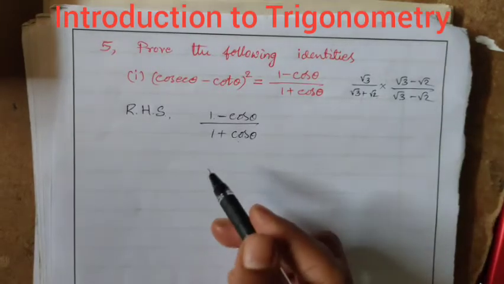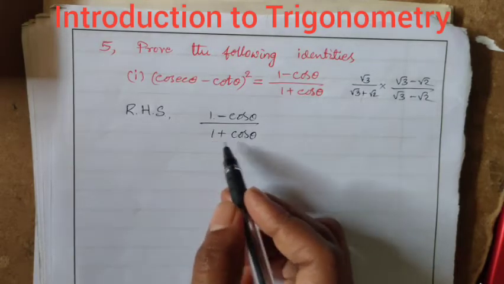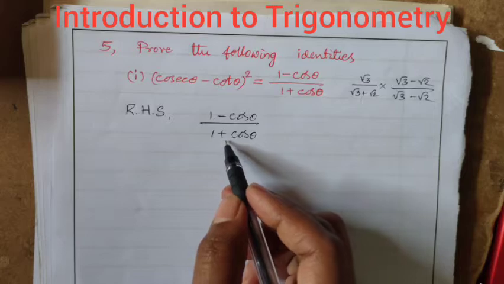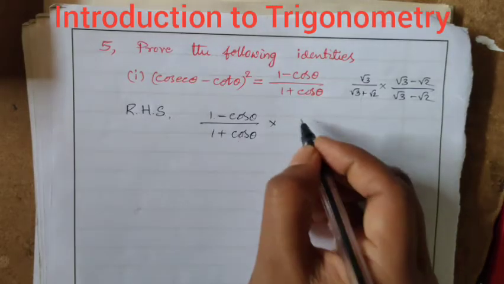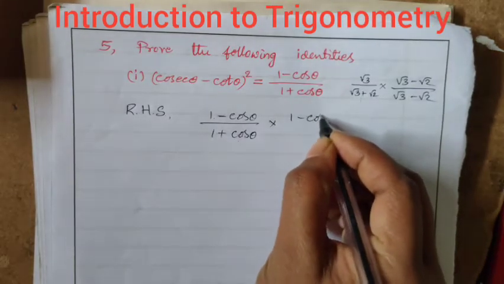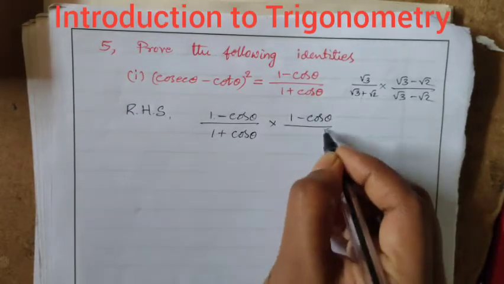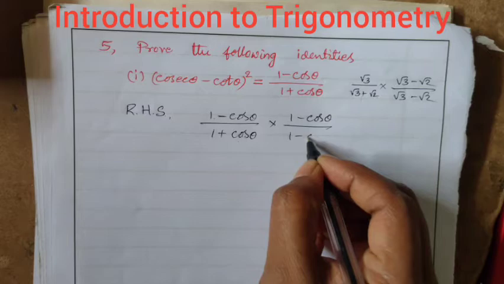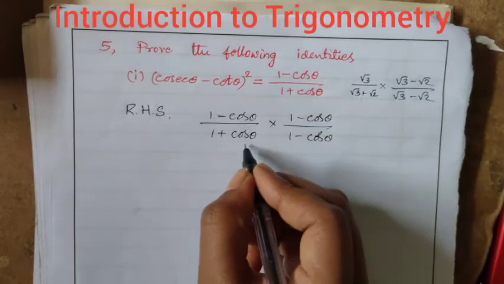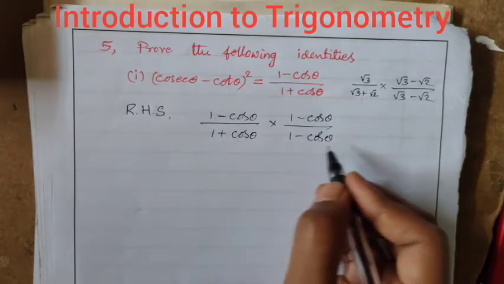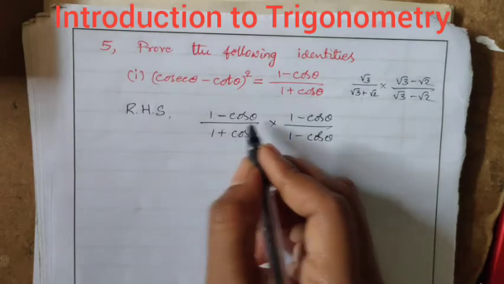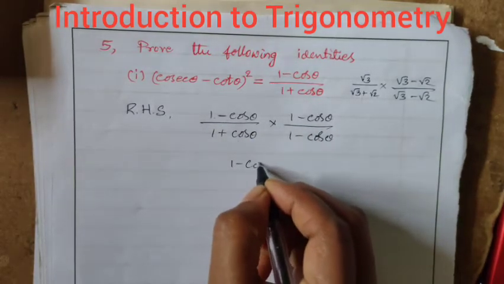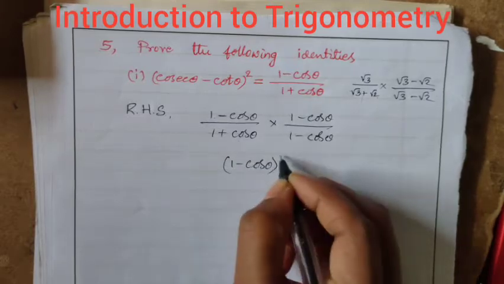here also the denominator is what? 1 plus cos theta. The rationalizing factor of 1 plus cos theta, what? It becomes 1 minus cos theta. So you multiply the term by this term and divide by this conjugate term of 1 plus cos theta. So now what happened? You can observe the numerator. 1 minus cos theta into 1 minus cos theta, that is 1 minus cos theta whole square.